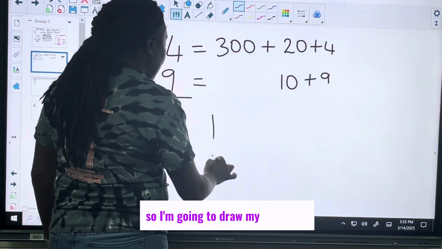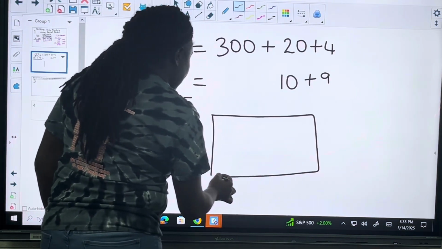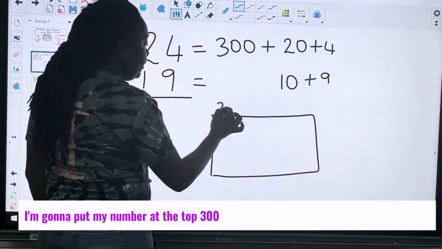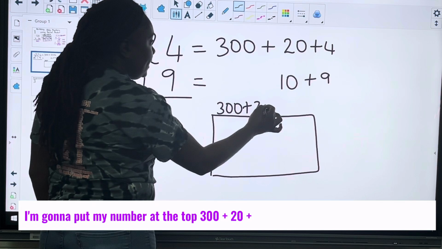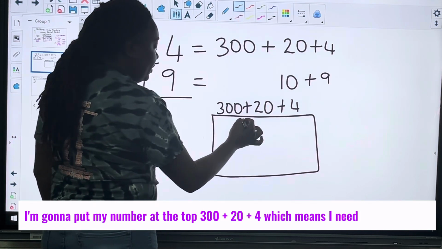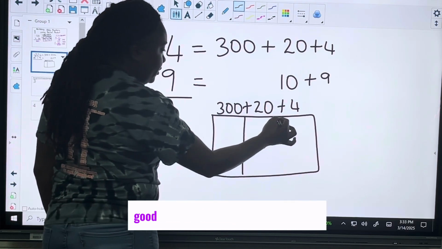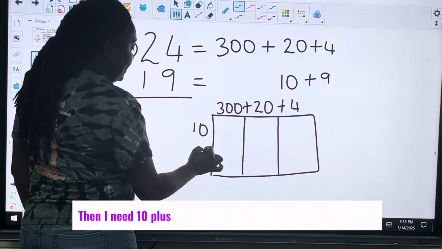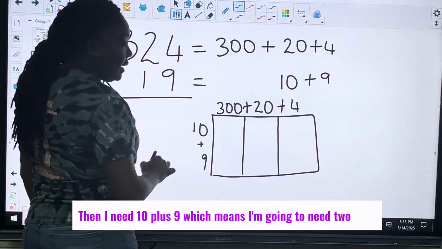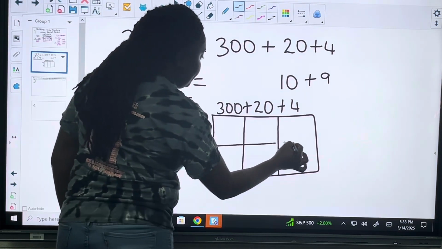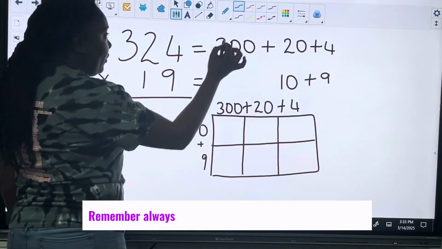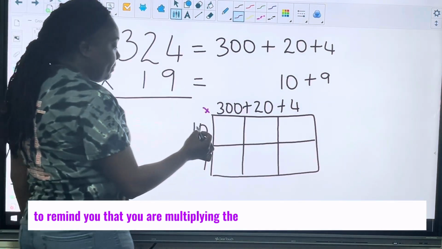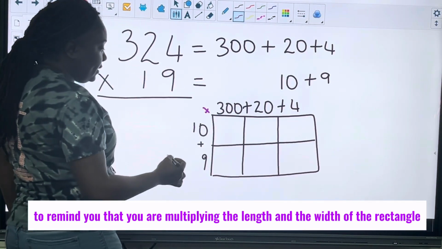So I'm going to draw my rectangle. I'm going to put my number at the top, 300 plus 20 plus 4, which means I need 3 columns. Good job, you guys are paying attention. And then I need 10 plus 9, which means I'm going to need 2 rows. Remember, always put your multiplication sign right there to remind you that you're multiplying the length and the width of the rectangle.